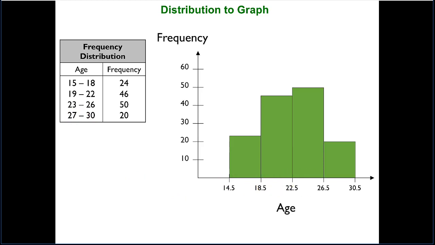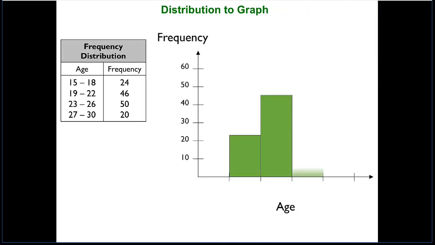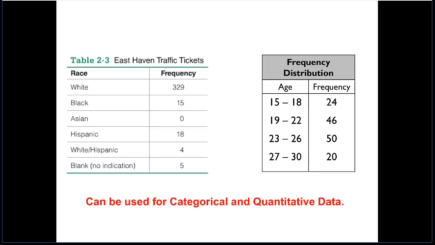So I just want to give you guys a preview of this. This graph we refer to as a histogram. Frequency distributions can also be used for categorical and quantitative data. So for example, here we have the classes being the ethnicity or race, and then the frequencies right there.